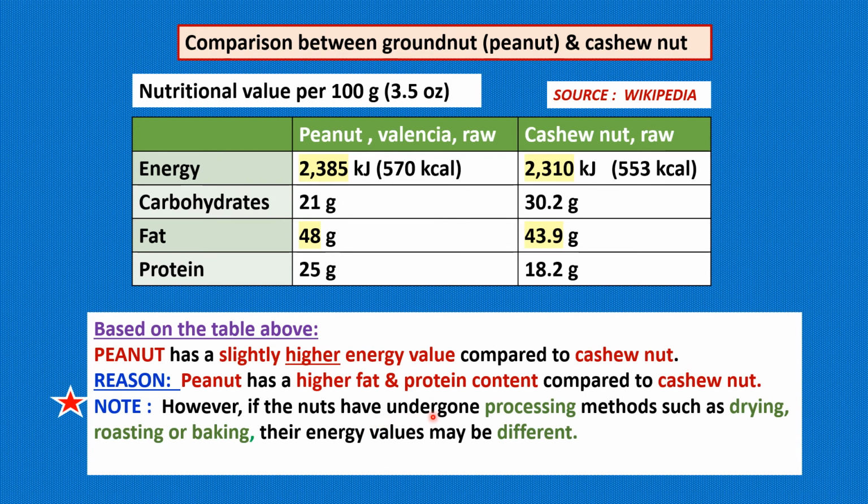If the nuts have undergone processing methods such as drying, roasting, baking, sometimes they put a bit of oil on the nut. So the energy values may be different, and this may cause the difference in readings for the energy values that are obtained during the experiment.